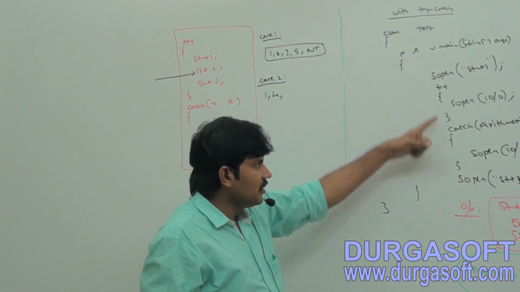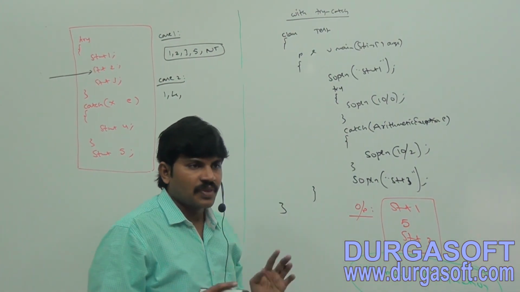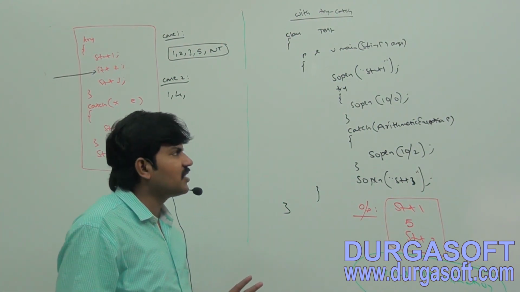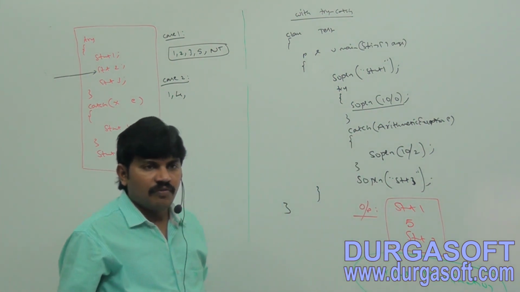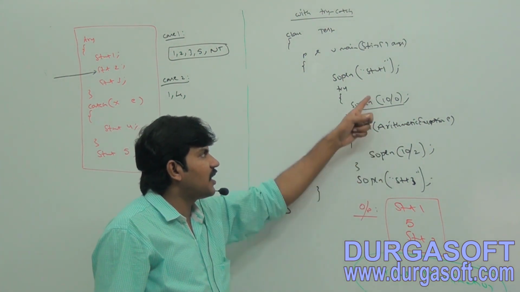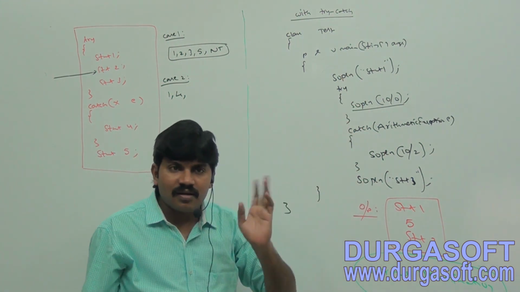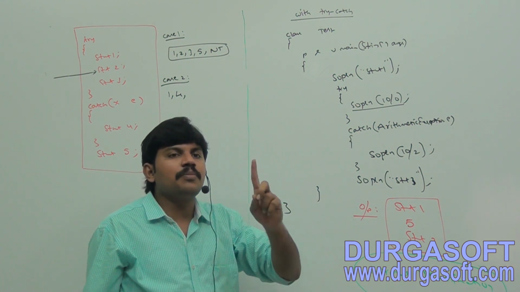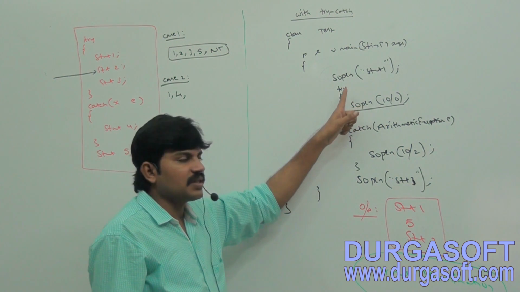The best example is here: statement 1, statement 2, statement 3. I have 3 statements, but which statement did I take inside the try block? Only SOP of 10/0. Are you getting it? Why am I not taking statement 1 and statement 3 within the try? Because statement 1 and statement 3 are not risky code. I am not performing any arithmetic operation. The code which may raise an exception, that risky code only we have to take inside a try block.